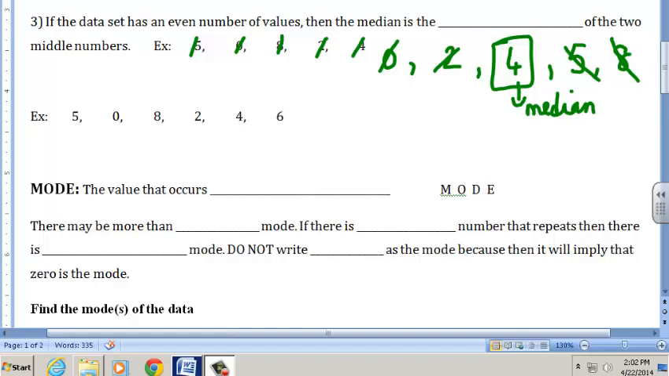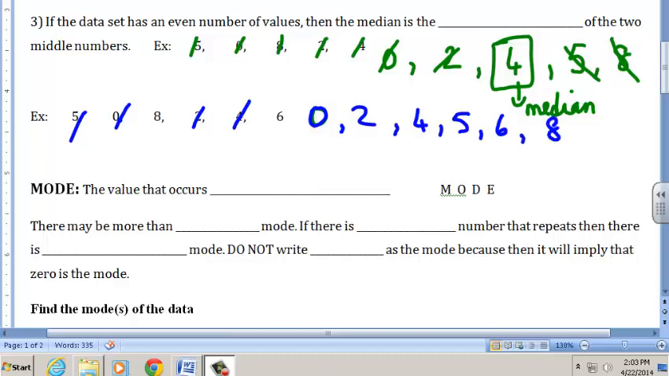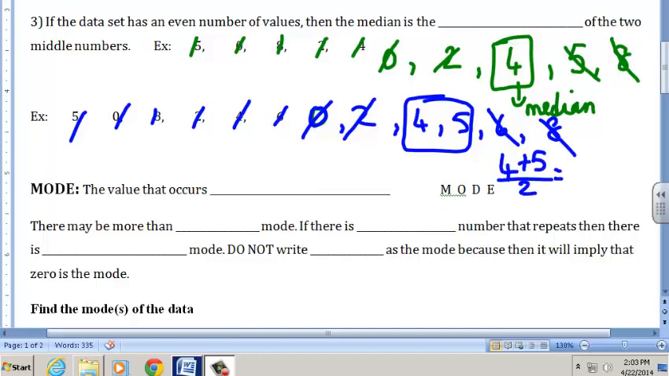All right, in the second example here, again, let's go ahead and order these. 0, 2, 4, 5, 6, and 8. Okay. And then do the slash dance again. And then these two numbers are left in the middle, so the median is 4 plus 5, and you're dividing it by 2, which is nothing but, remember, the mean. So that's how we figure it out. So the median in this case is 4.5.